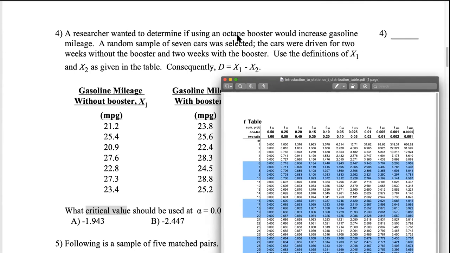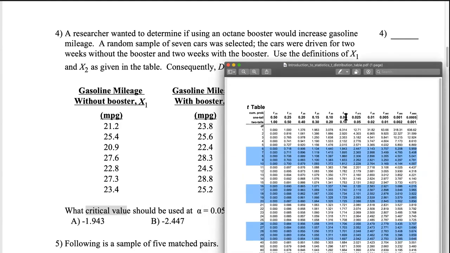Wants to determine if using the booster will increase the gasoline mileage. So that tells us it's a one-side test. So in other words, we should use the first row, alpha equal to 5%. So that's this first row here, this column, 5%. Now, which row are we going to use? We are going to cross it with the degree of freedom, n minus 1. We have 7 cars, so 7 minus 1 is 6.